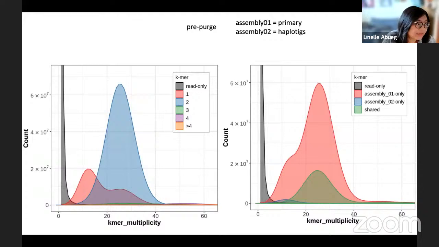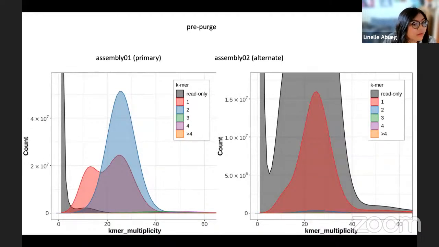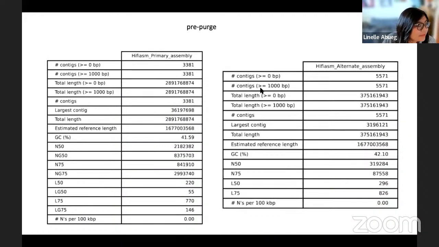And then the Merqury plots before purging, you'll see, are super imbalanced for the assembly because they're not sharing a lot. There is a lot of diploid k-mers that are present only in your primary when they really should be present in both, and the alternate is just super tiny. So not ideal, and this is why we would purge and move these haplotigs from the primary into the alternate. Here are some pre-purge statistics. The total length for the primary is almost 3 gigabases, so that's twice what we expected.